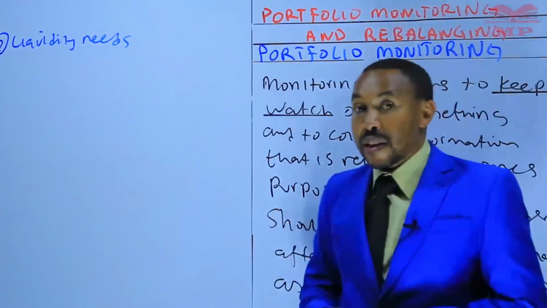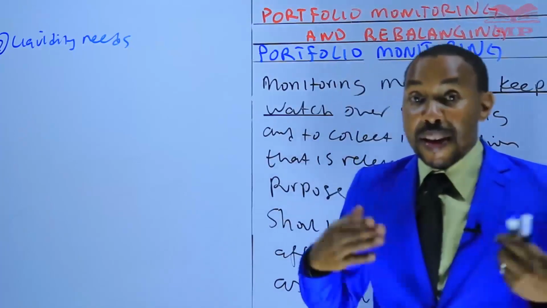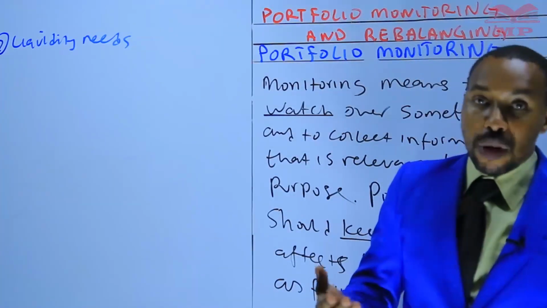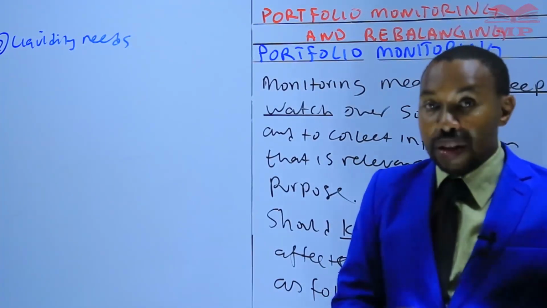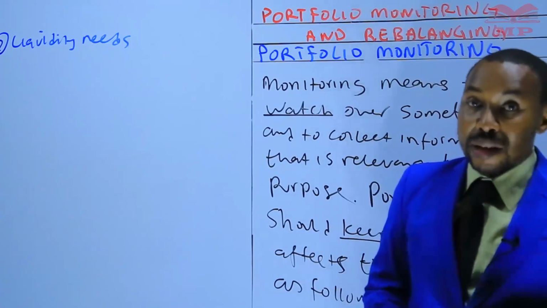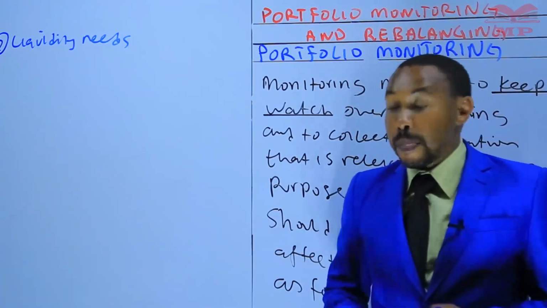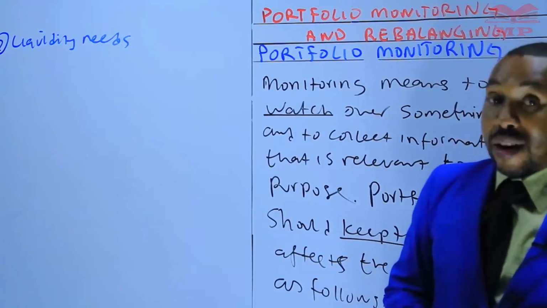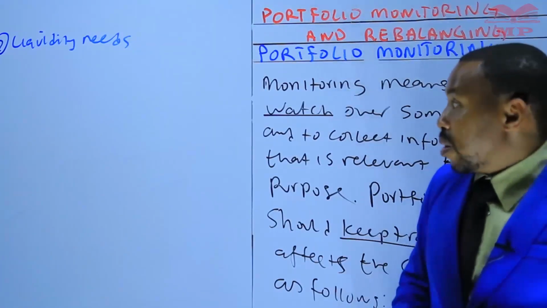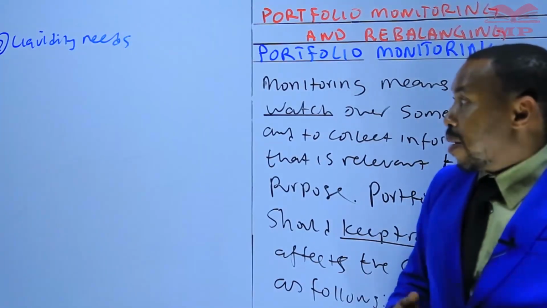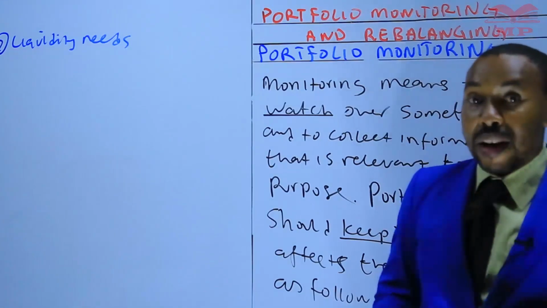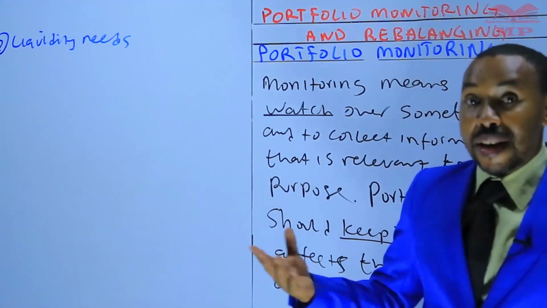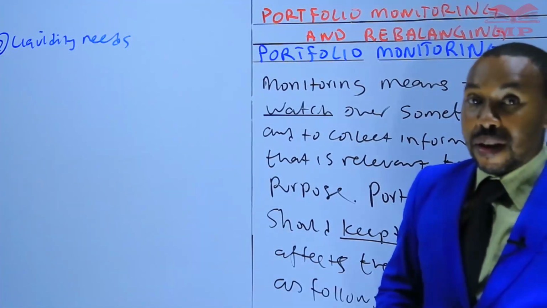For institutional investors, depending on what kind of institutional investor, if it's an insurance company or a bank, and more precisely for banks, we're saying that liquidity needs are a concern and need to be monitored so that when they require their funds, they can have access to them.